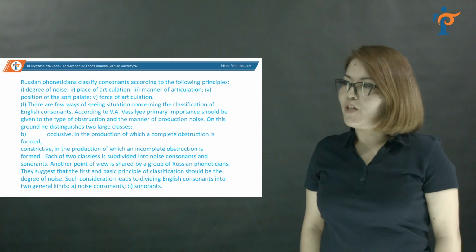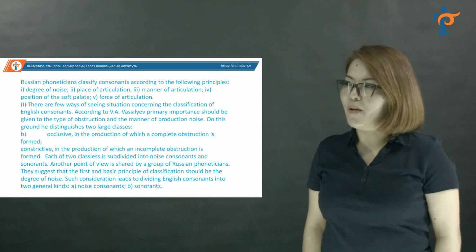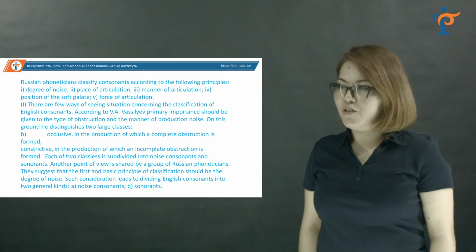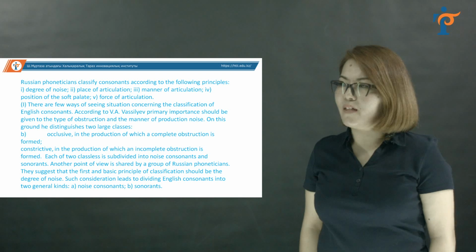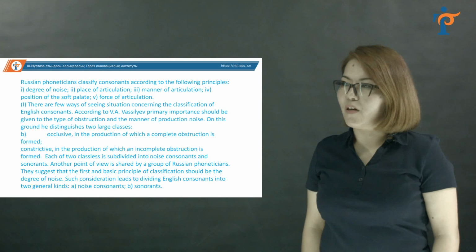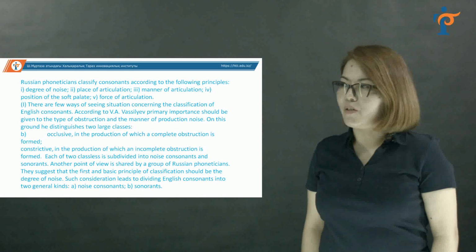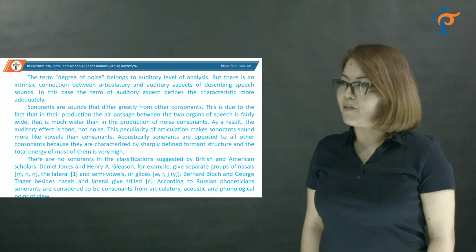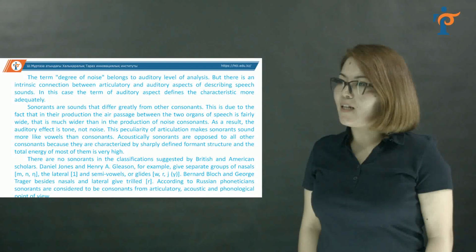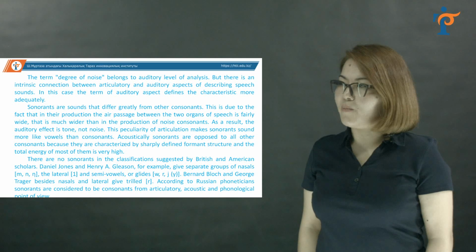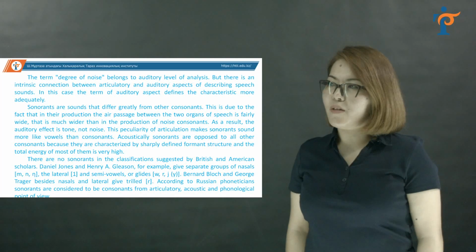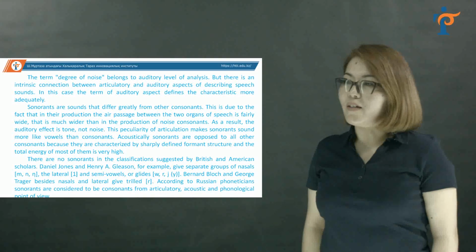Another point of view is shared by a group of Russian phoneticians. They suggest that the first and basic principle of classification should be the degree of noise. Such consideration leads to dividing English consonants into two general kinds: noise consonants and sonorants. The term degree of noise belongs to the auditory level of analysis, but there is an intrinsic connection between the articulatory and auditory aspects of describing speech sounds. In this case, the term auditory aspect defines the characteristic more adequately.